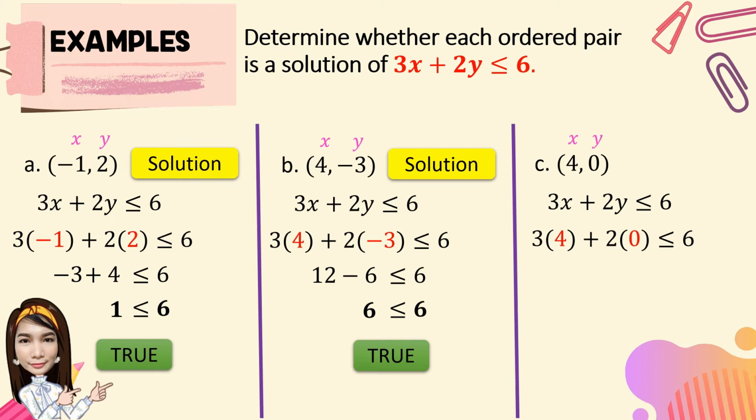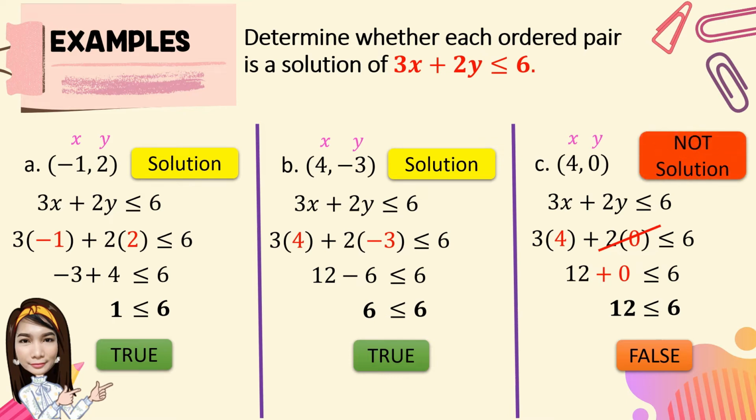Then perform multiplication. 3 times 4 is equal to 12, plus 2 times 0 is equal to 0, is less than or equal to 6. 12 plus 0 is equal to 12, is less than or equal to 6. And that is considered a false statement because 12 must be greater than 6. So (4, 0) is considered not a solution of the given linear inequality.